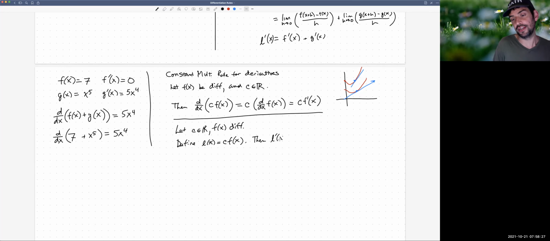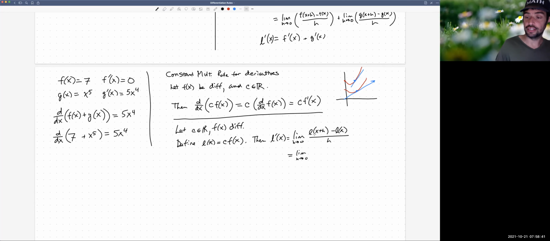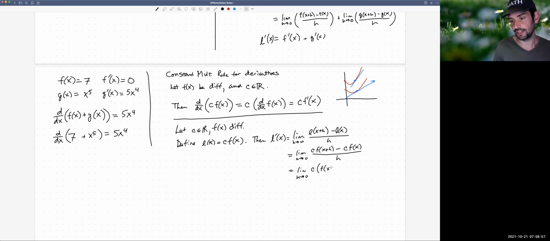Then L prime of x is going to be the limit as h goes to 0 of L of x plus h minus L of x over h, which is the limit as h goes to 0. So L of x plus h is just c times f of x plus h. L of x is just c times f of x, right? This is just our definition of L, all over h. We get the limit as h goes to 0. I'm going to factor c out. We get f of x plus h minus f of x over h. Whoops, that was just supposed to be in the numerator.